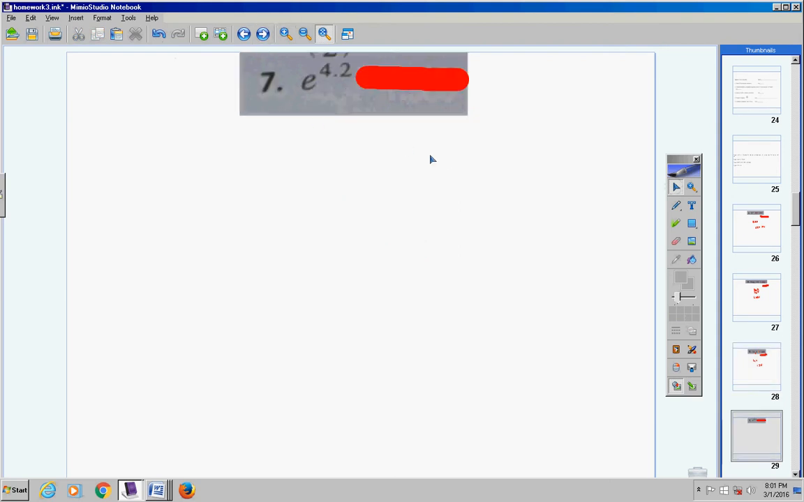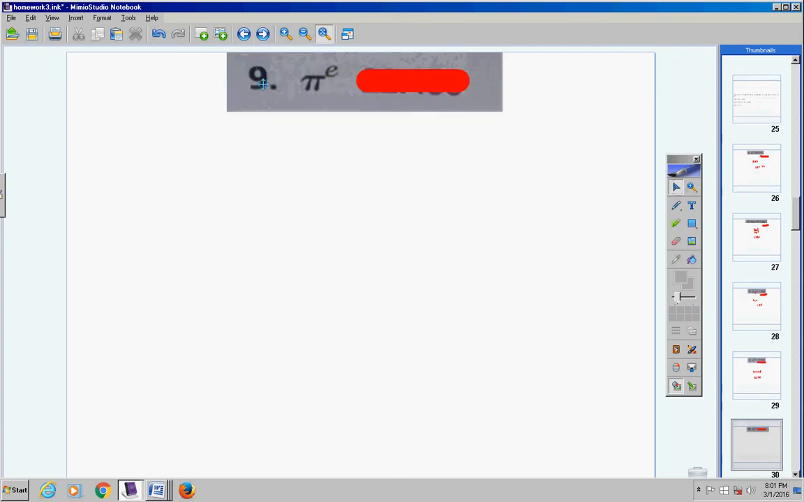Number 7. Alright, e to the 4.2 power. So we're going to have to type in the e button. So hit the e button, and this will pop up, e to the arrow, or e to a certain power. Then type in 4.2, and then hit enter, and you will get 66.6863. Because this is a 3, we leave the 6 alone. So your answer is 66.686.